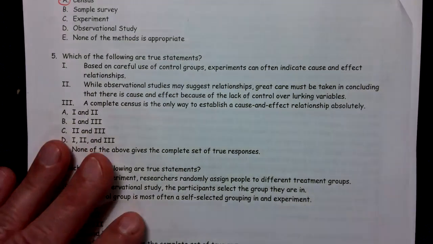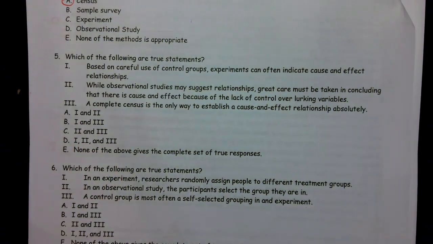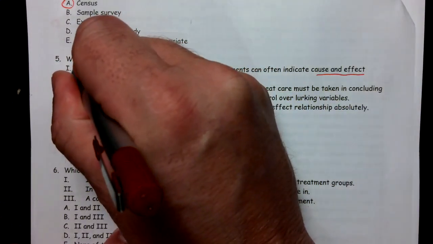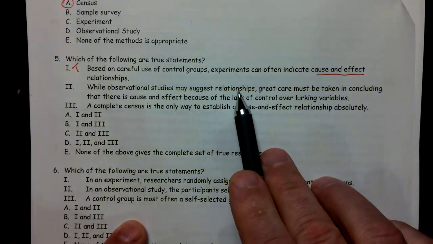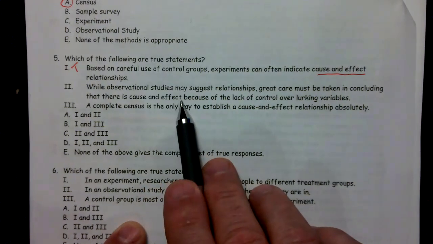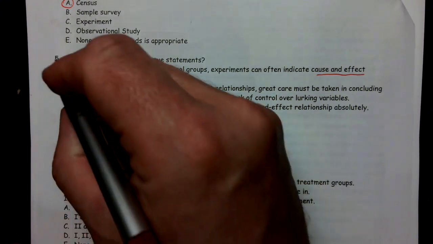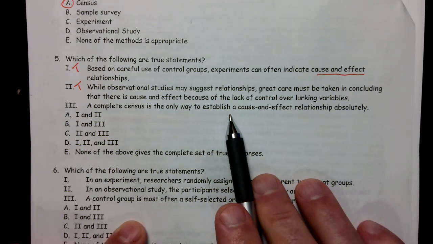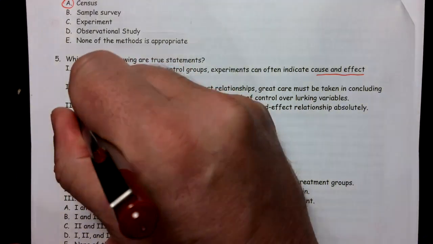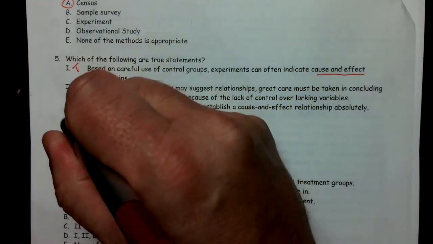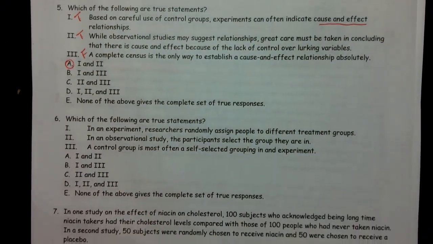Which of the following are true statements? Based on careful use of control groups, experiments can often indicate cause and effect. Yes, experiments can do that. That's true. While observational studies may suggest relationships, great care must be taken in concluding that there is a cause and effect. Basically, they're saying they should not show cause and effect. That's true. Observational studies show relationships, but not cause and effect. A complete census is the only way to establish that is false. Experiments are the only way. So we have 2 truths. So our answer is A, 1 and 2 only.